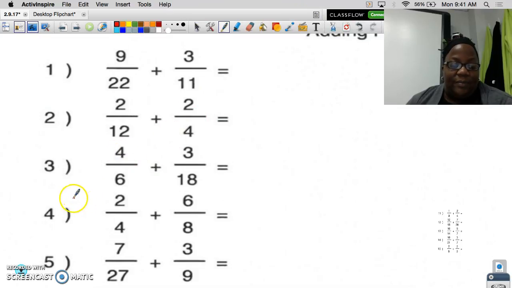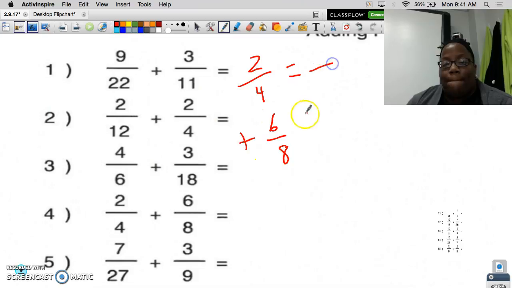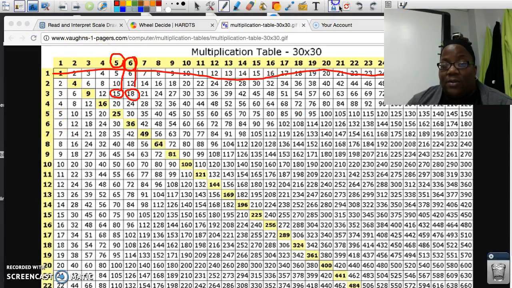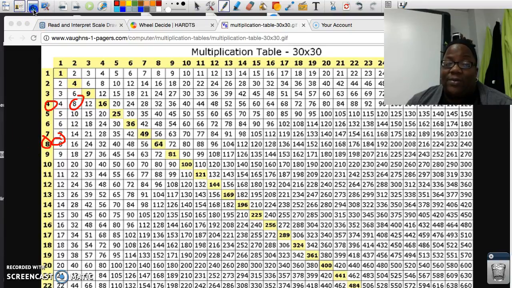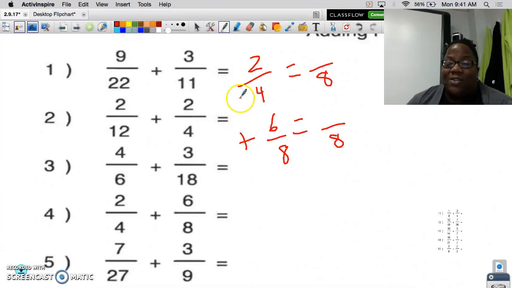And number 4, I have 2 4s plus 6 over 8. Here we go. Alright, so now, you know what? I'm starting to get used to this and just seeing a little bit of pattern, and I know that both of these are divisible by 8. So I'm going to choose 8. If you're not sure how I got 8, go ahead, check that multiplication chart. Look in the 4 row. Look in the 8 row. See that? I knew that was going to happen. So that's how I already knew. Again, practice, practice, practice. Then you start memorizing things.